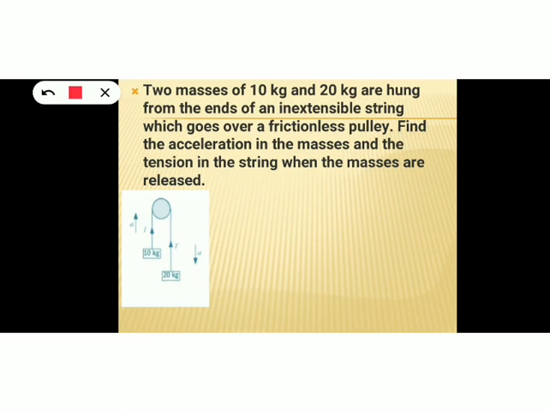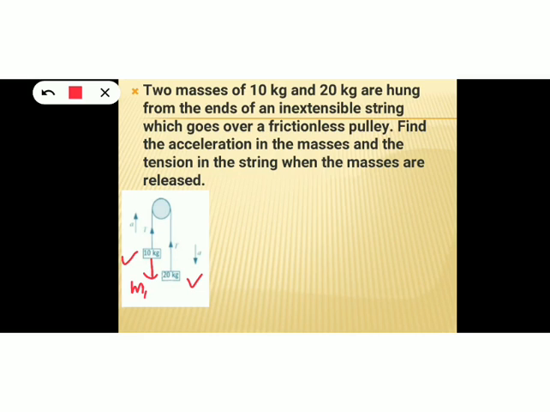Two masses of 10 kg and 20 kg are hung from the ends of an inextensible string which goes over a frictionless pulley. Find the acceleration of the masses and the tension in the string when the masses are released. So 2 masses are given here. One is 10 kg and another is 20 kg. And what are the forces acting on these masses?